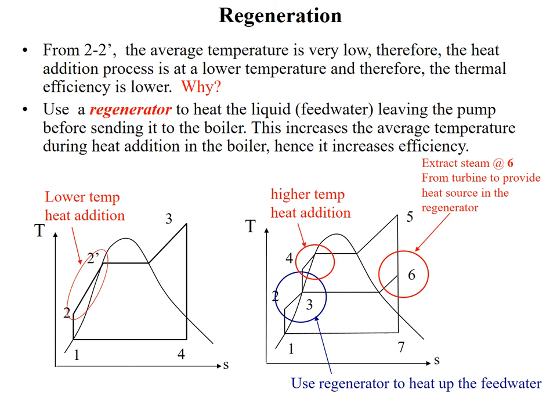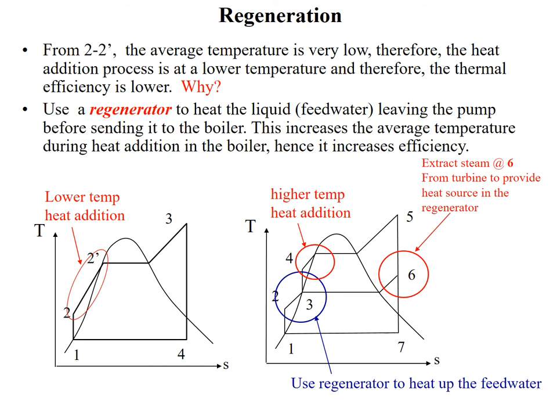Okay, now this is regeneration. You can observe in the diagram 2 to 2 dash, which is a low temperature heat addition. If there is low temperature heat addition, the thermal efficiency will be lower. So to overcome it, we are going to use a regenerator. What is a regenerator? You are increasing the heat addition. See, 2 to 3 and 3 to 4 are heat addition. So if you add heat addition, there will be an increase in efficiency through regeneration.